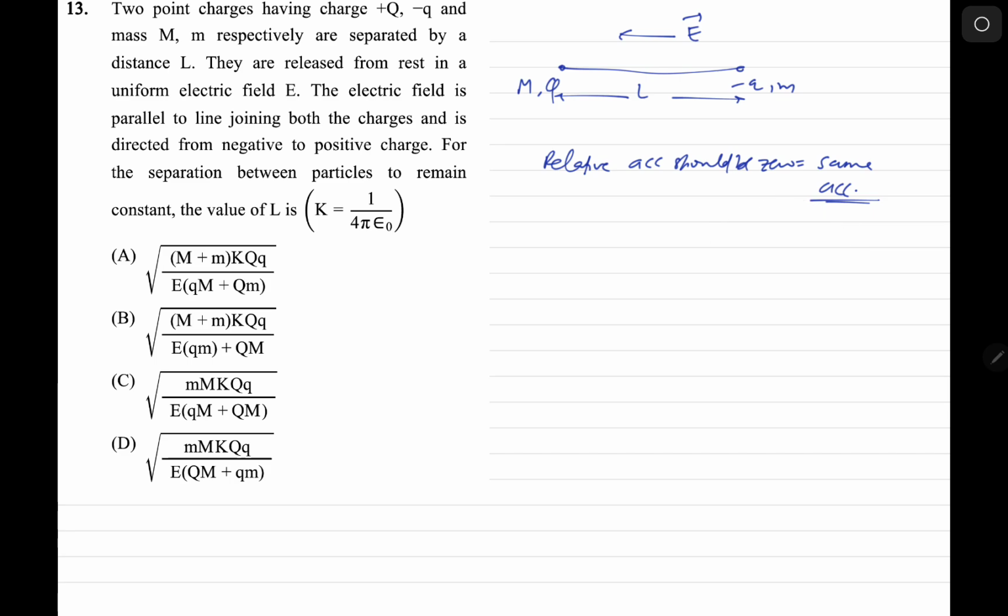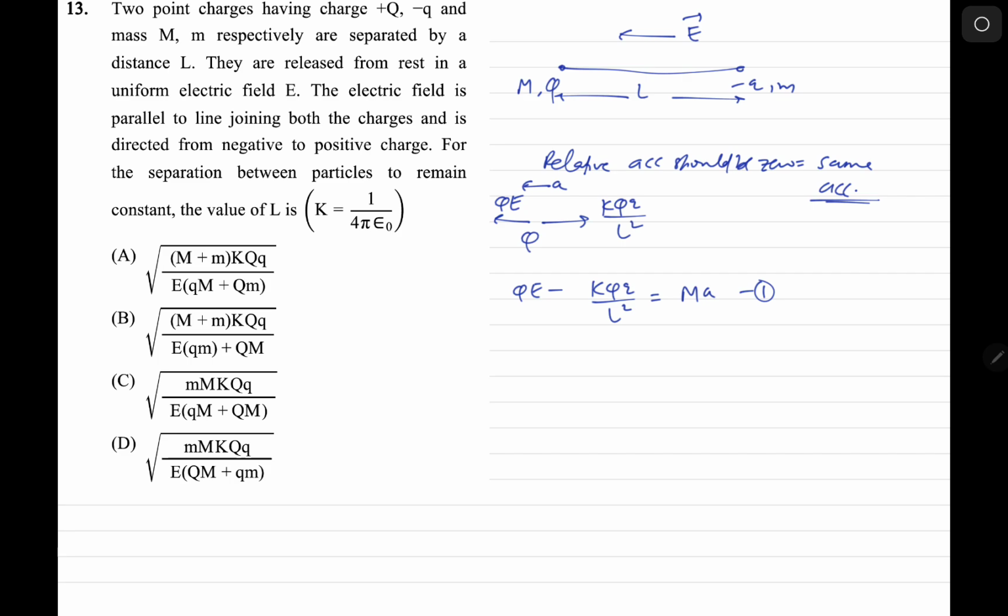Now we'll write the equations. On the capital Q, the forces acting on it will be Q into E because of the electric field, and there is an attraction from this side, KQQ by L square. The net force, moving with A acceleration in this direction, QE minus KQQ by L square equals mass into acceleration. First equation. And the acceleration, we need to find the L square.